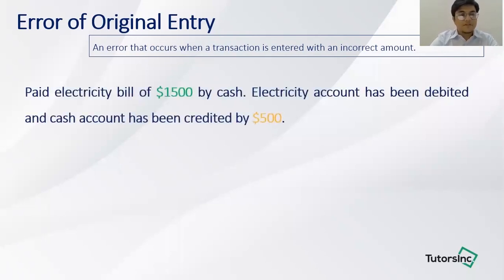For example, you have paid an electricity bill of $1,500 by cash. So you see the correct amount of this transaction is $1,500. Electricity account has been debited and cash account has been credited by $500. The amount that we have recorded for this transaction is $500, which was supposed to be $1,500. So you see the amount that we have entered is incorrect. Hence, this is an error of original entry.